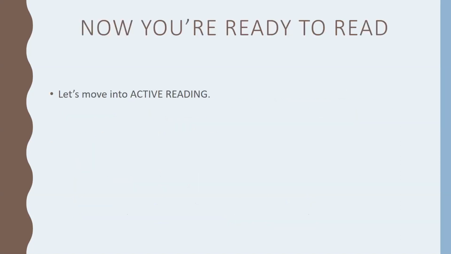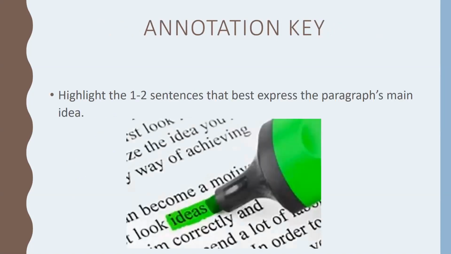Once you've done your pre-reading, you're ready to do the active reading, and in this case, I'm going to give you 4 specific strategies in this presentation to focus on. I want you to use your highlighter, very sparingly though, just a little bit. When you read something, highlight maybe just the 1 or 2 sentences in that paragraph that express the main idea.